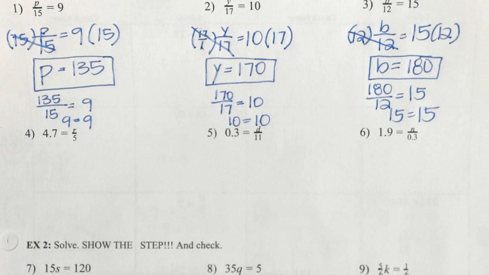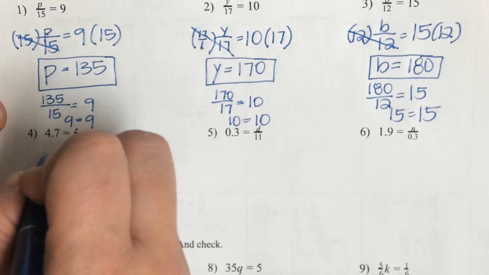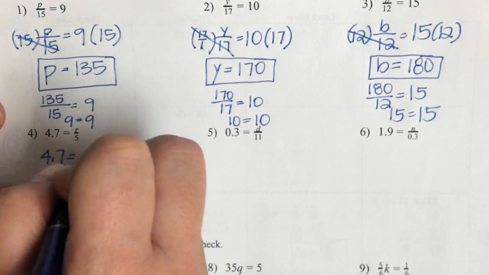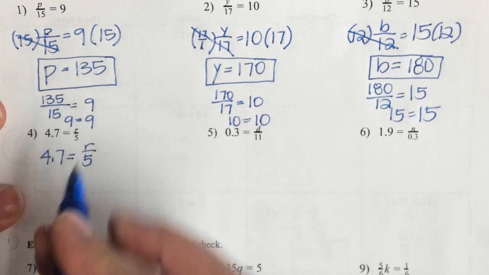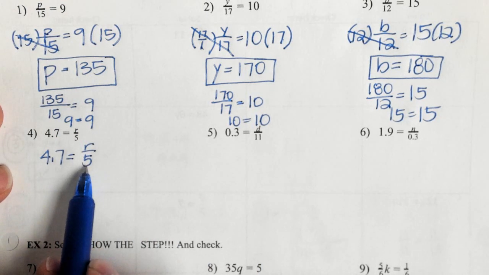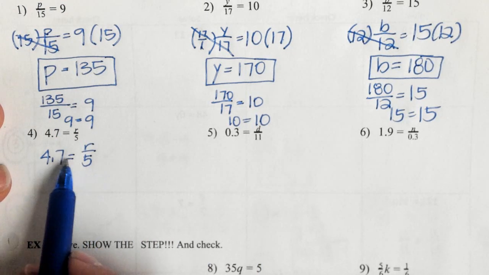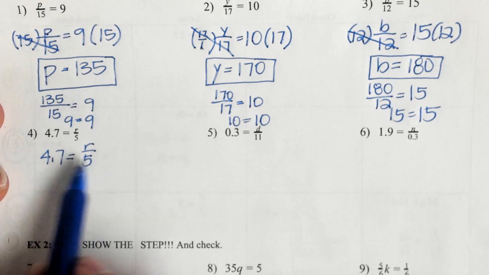Yes? Does it work on division? Yeah, we'll get there in a second, okay? So here we go. So we have 4.7 is equal to r divided by 5. Does it matter that my variable is now on this side? No, okay? Because that equal sign, they can go back and forth.